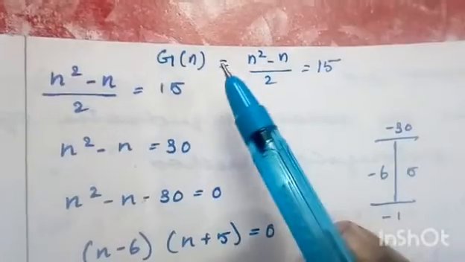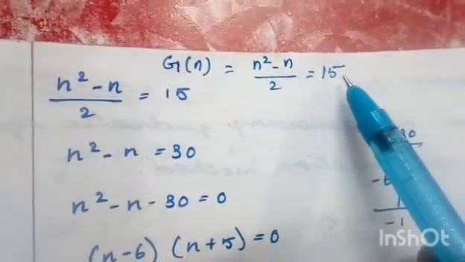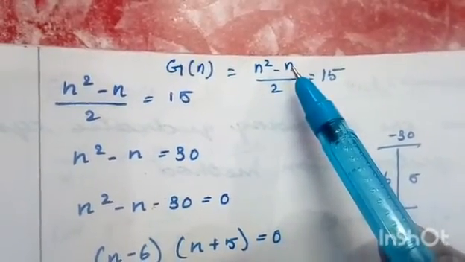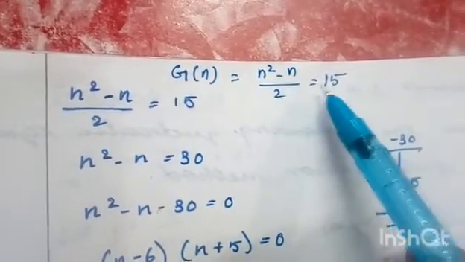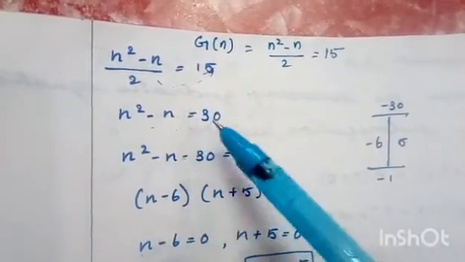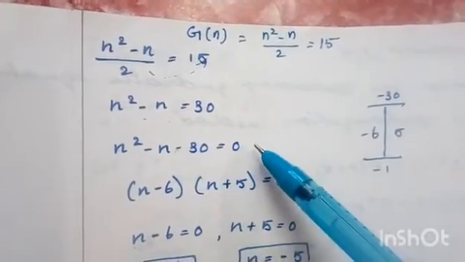Students listen. g of n equal to n square minus n by 2, that is equal to 15. It is the total number of league matches. That is n square minus n by 2 is equal to 15. So for this, transpose the 2 here. n square minus n equal to 30. Transpose this 30 to this side: n square minus n minus 30 equal to 0.